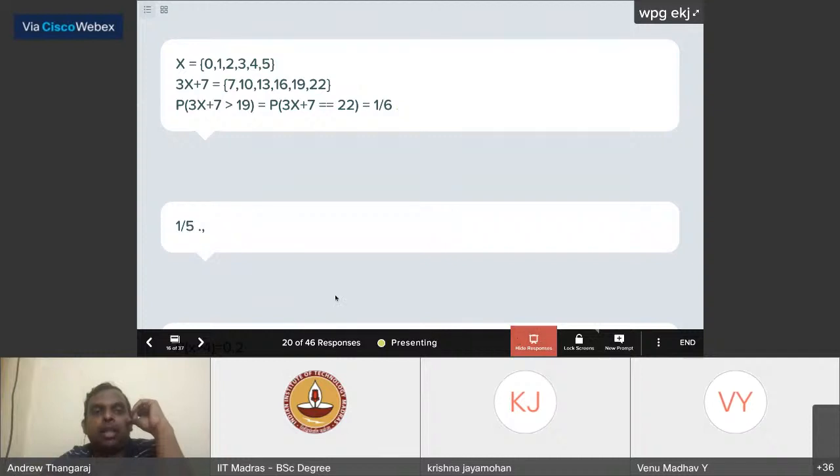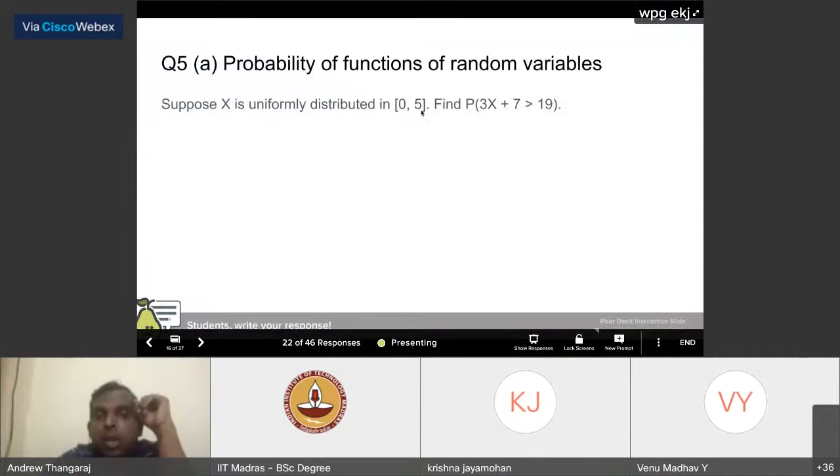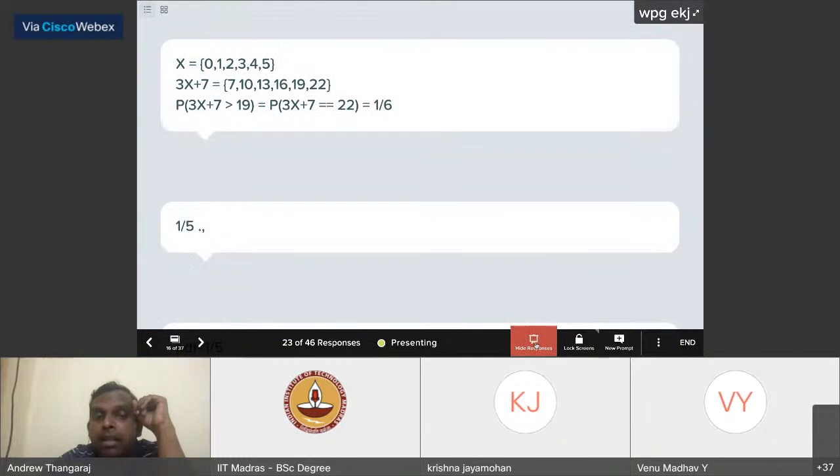Okay, so I think it's time to check the answers. Oh, no. X is not 0, 1, 2, 3, 5. Square bracket 0, 5. I'm thinking of the continuous uniform distribution in 0 to 5. It's not the discrete distribution. It's the continuous uniform distribution in 0 to 5. It has a PDF. The PDF is 1 by 5 between 0 and 5. Keep that in mind. It's not discrete.